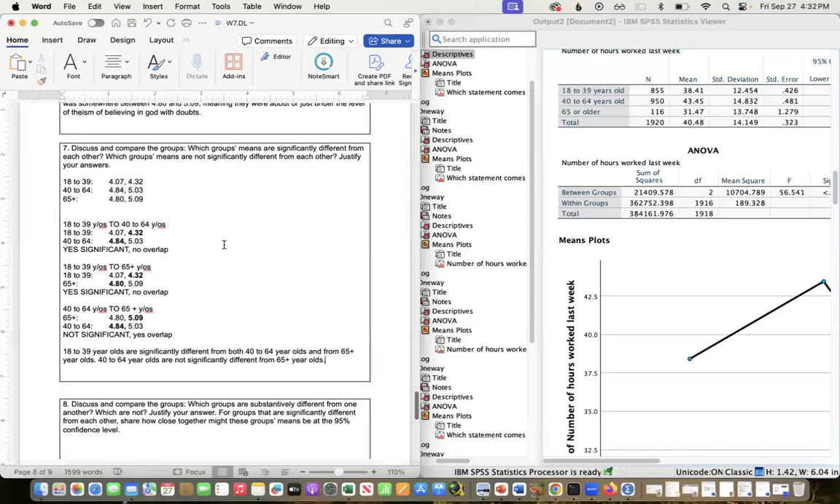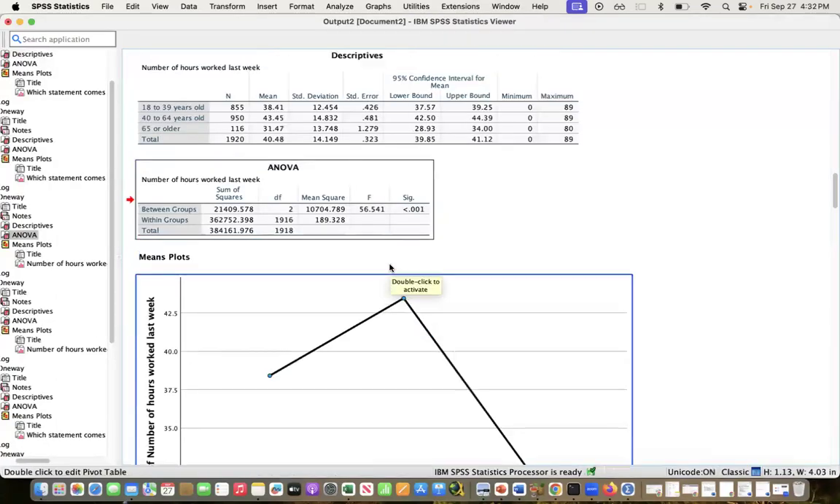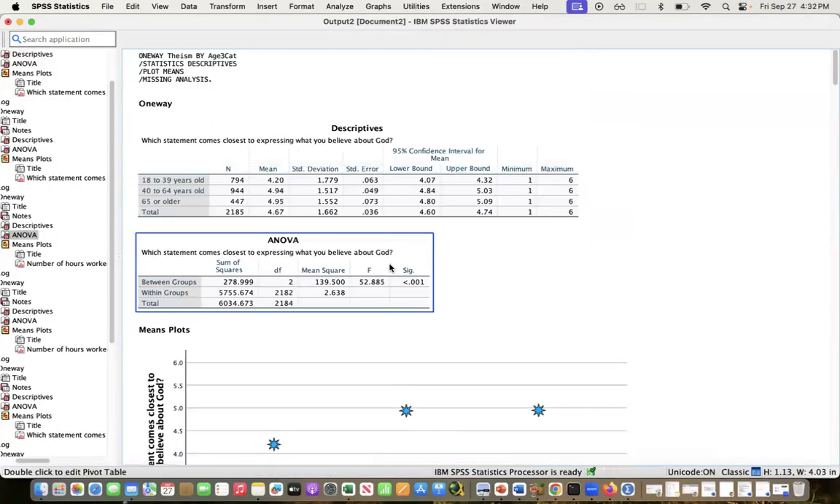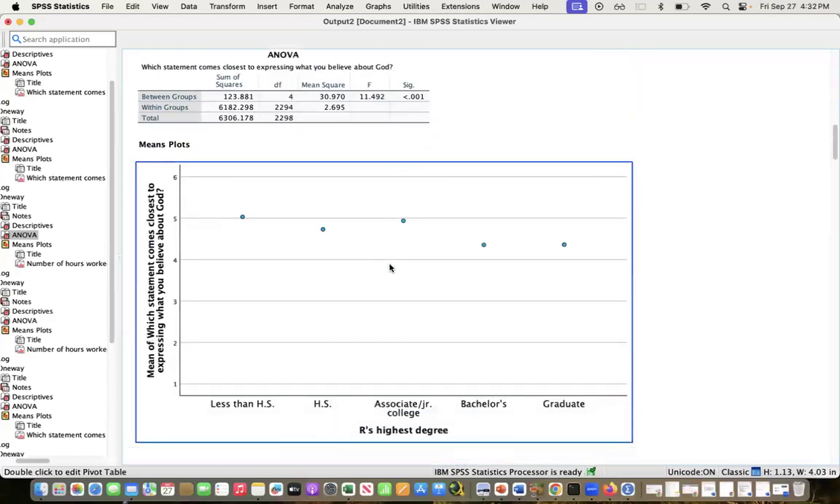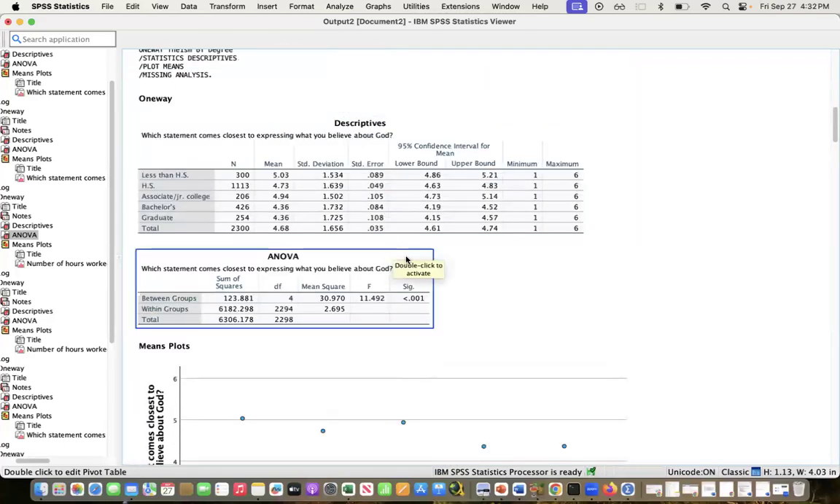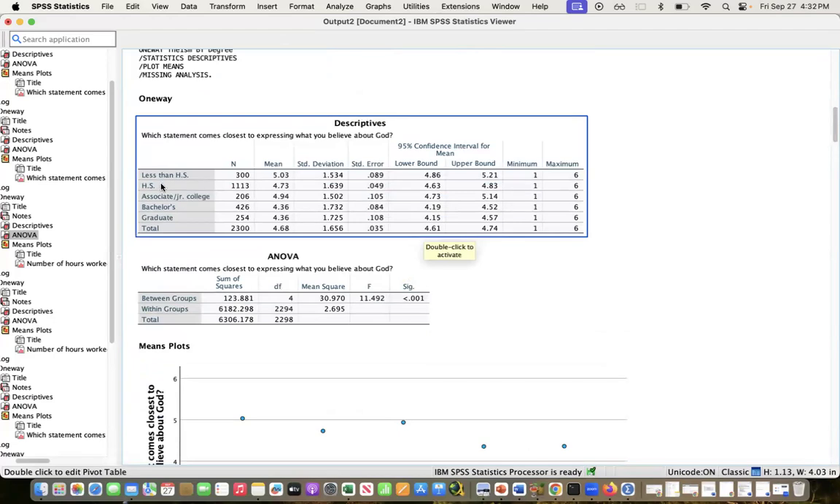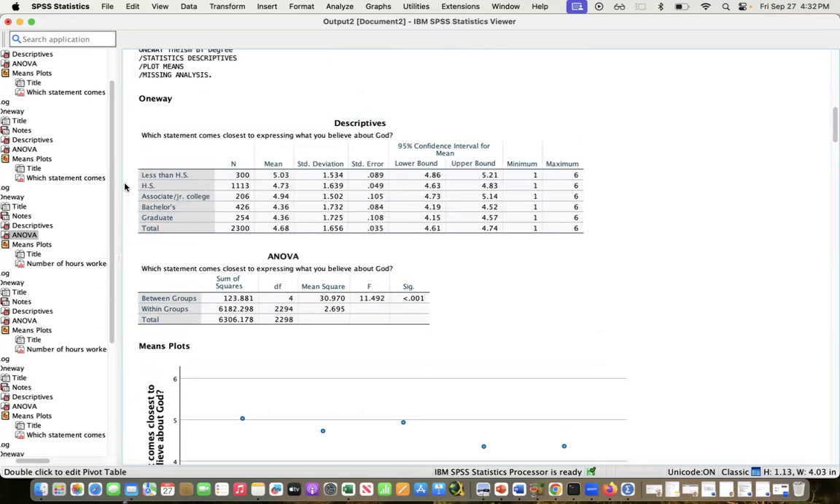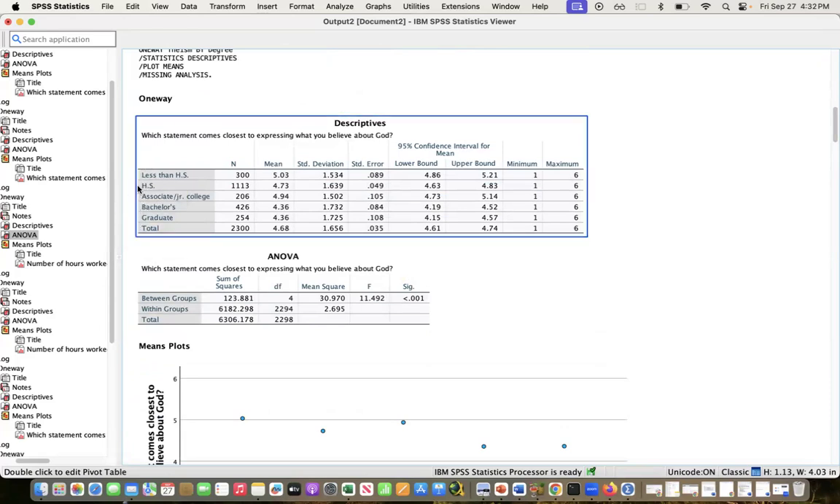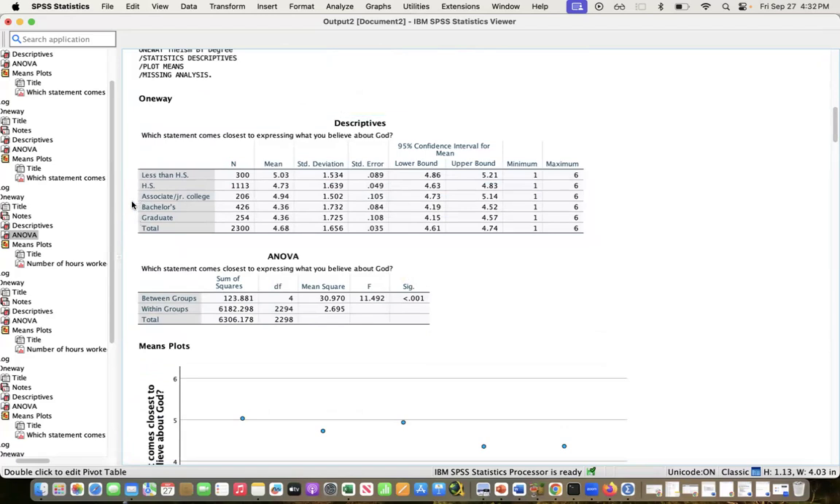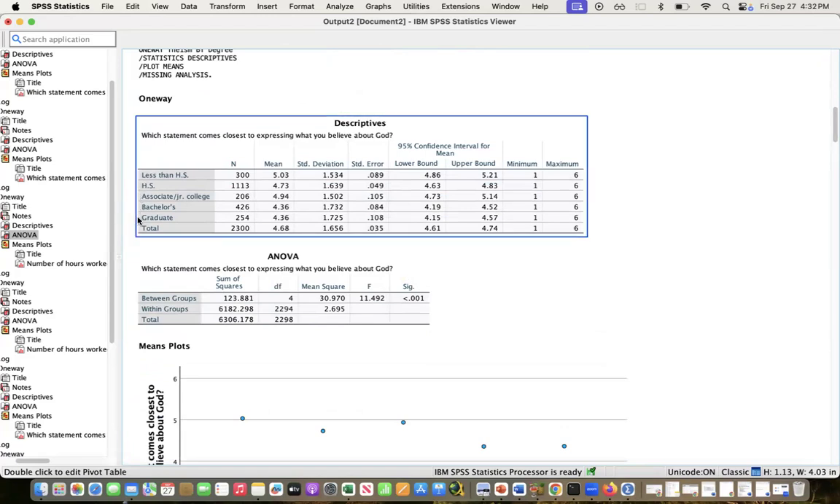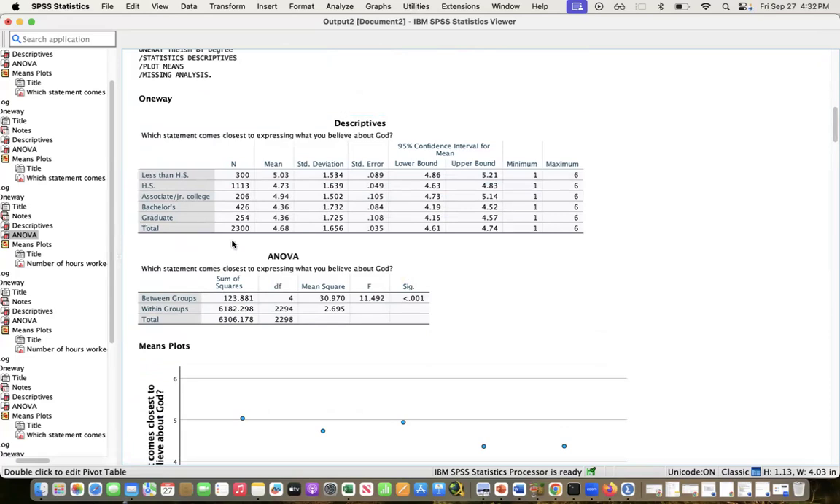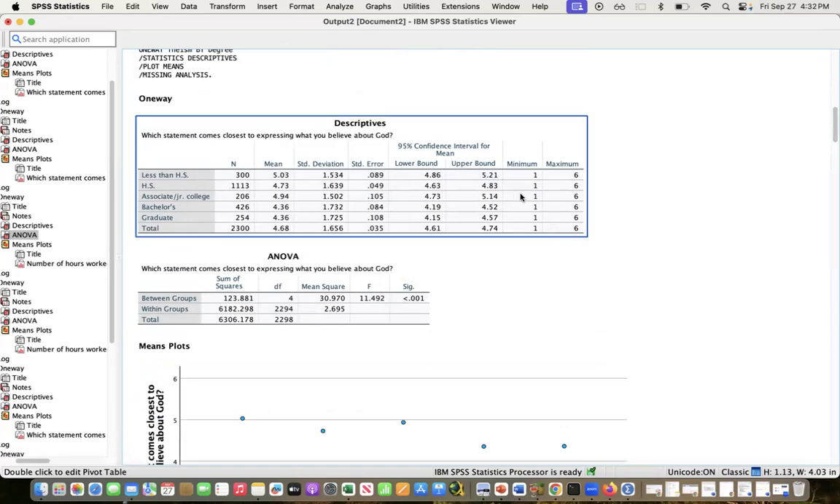Now, if I were to do this with another group, where I have more of them, so let's say I wanted to do it with this one, I have to compare less than high school to high school, less than high school to associate junior, less than high school to bachelor's, less than high school to graduate, high school to associate, high school to bachelor's, high school to graduate, associate junior college to bachelor's, associate junior college to graduate, and bachelor's to graduate. So there's, again, as you have more categories, there's a lot more comparisons to make.